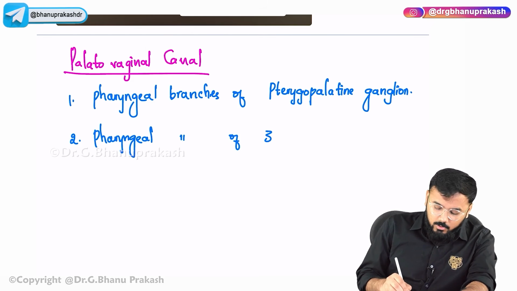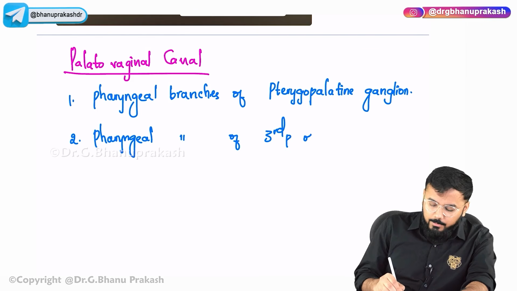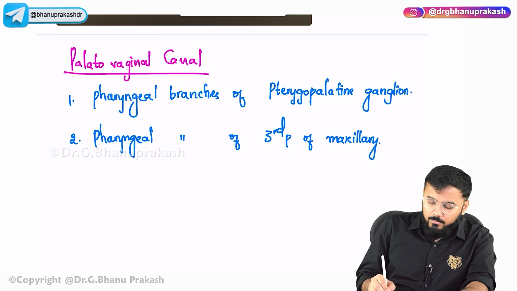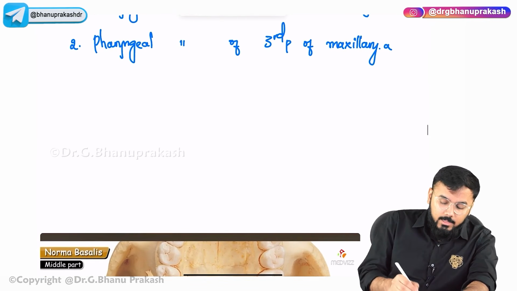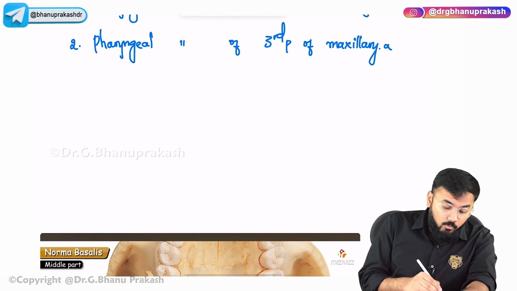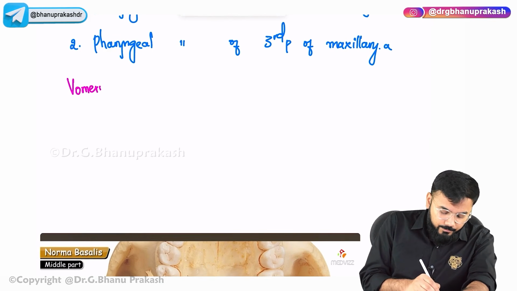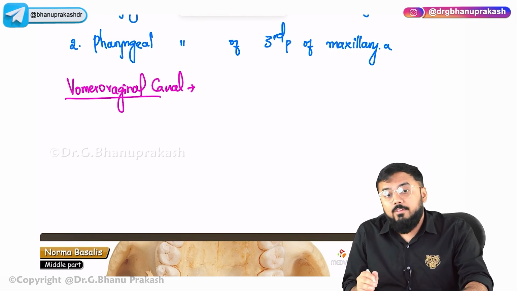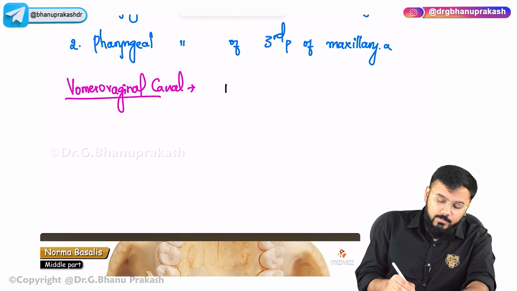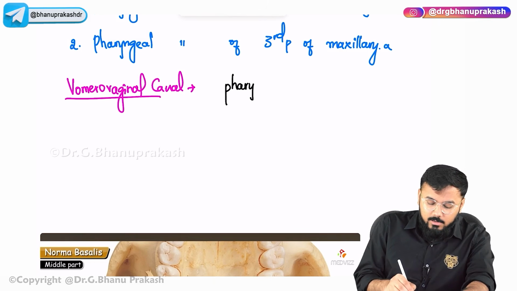Pharyngeal branches of third part of maxillary artery. Next important thing is that you have got vomerovaginal canal. So what does this vomerovaginal canal consist of? Yes, what does this consist of? Pharyngeal nerve and vessels.